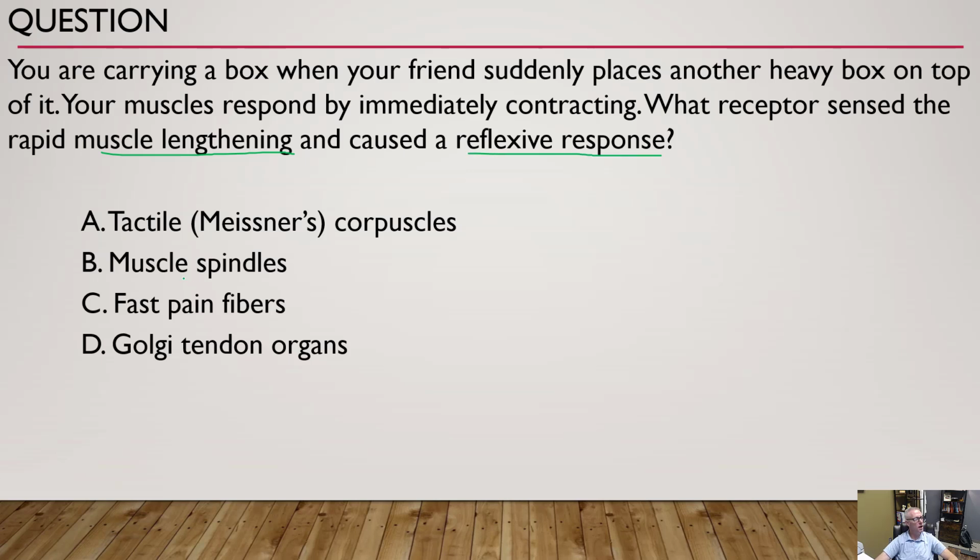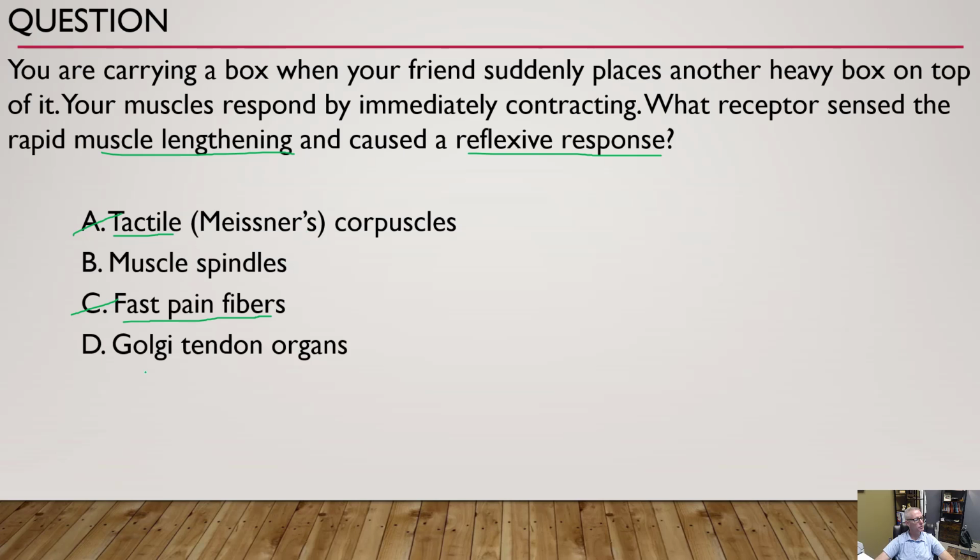So we can get rid of fast pain fibers. We can get rid of tactile Meissner's corpuscles, because remember, tactile deals with touch. Fast pain fibers really is pain. There's nothing in here that talks about pain.